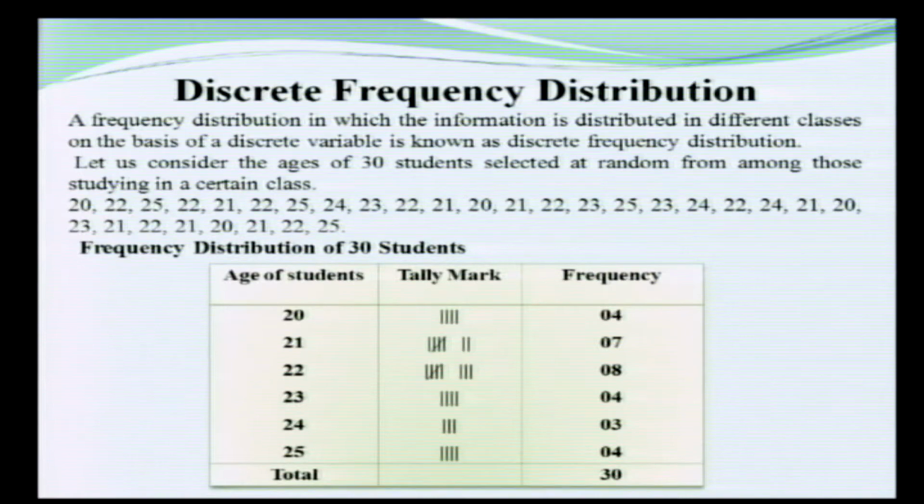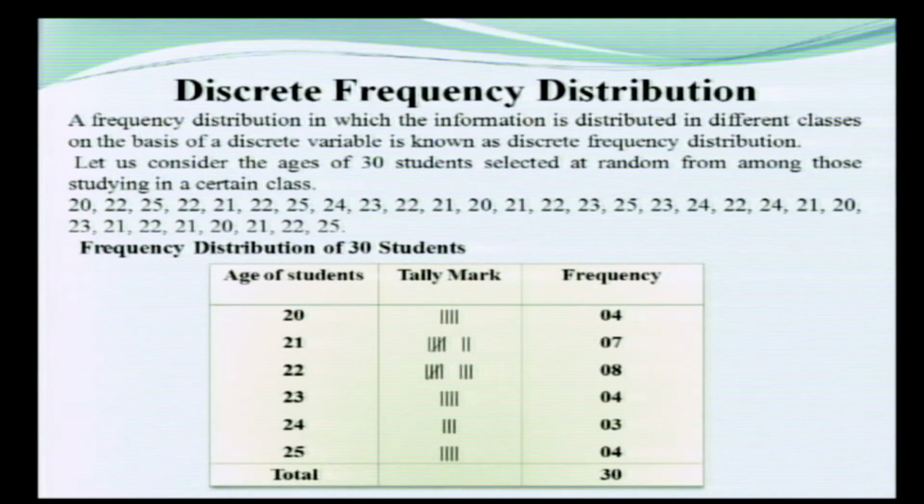Let us consider the ages of 30 students selected at random from among those studying in a certain class. So, there are 30 values of ages of the students in a class. These 30 values have been arranged in a frequency distribution. The different ages have been taken as the age of a student in the first column you are seeing here. Then we count how many times the age 20 comes in the data. Each time it comes, we mark one vertical line, that is a tally mark. So, one tally mark for one observation or one repetition of the value 20.